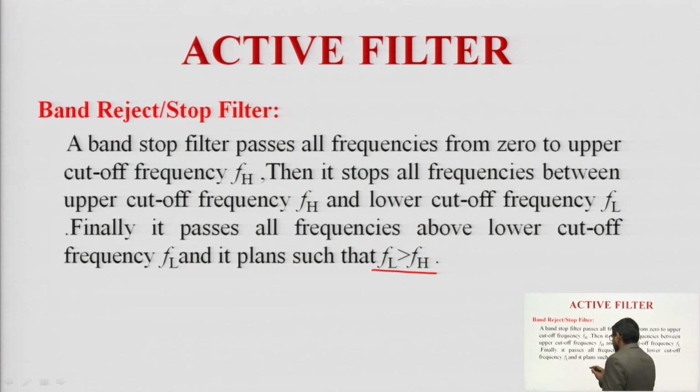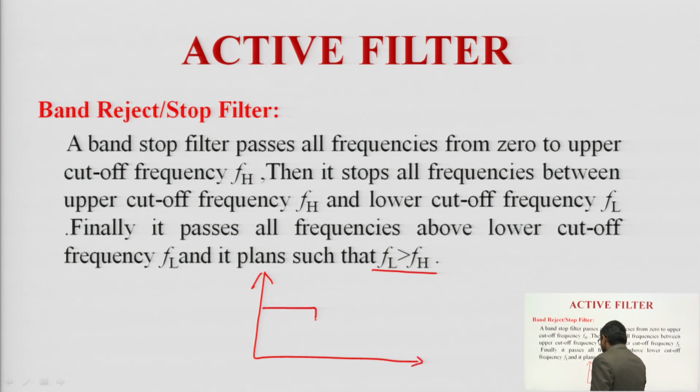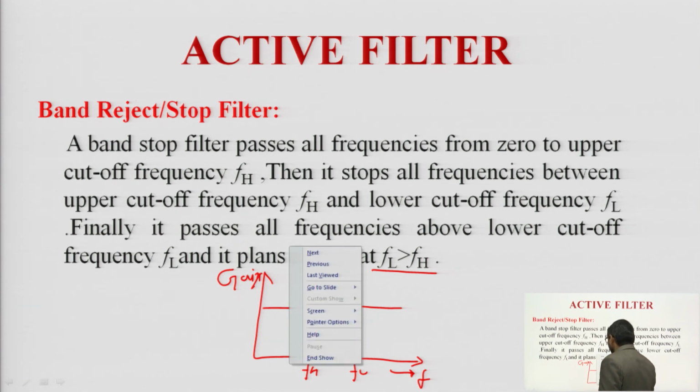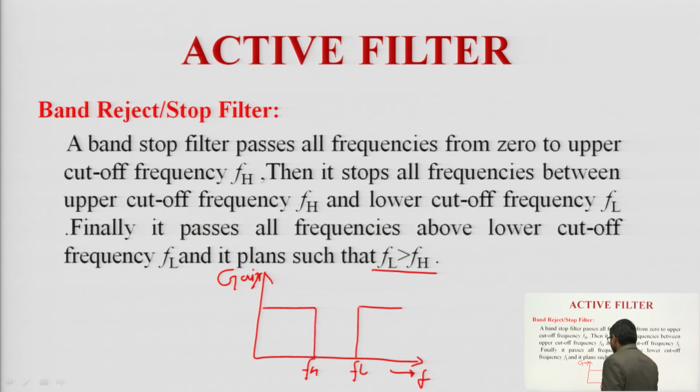So, the definition says that if you consider the frequency response for a band stop filter, we consider an ideal response of a band stop filter. It looks like this. This is the gain on the y axis and this will be the frequency on the x axis. First we consider here f h and this will be f l. F h is the upper cutoff frequency and f l is the lower cutoff frequency.